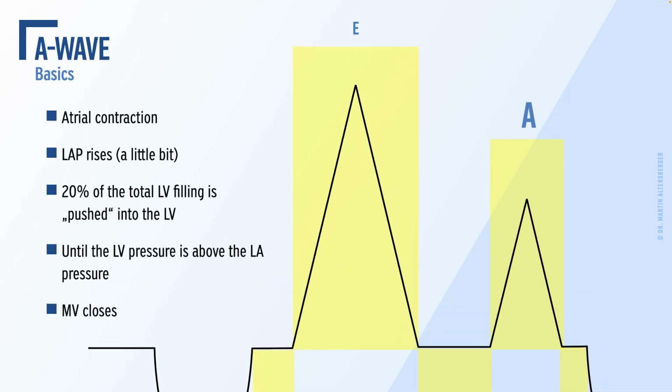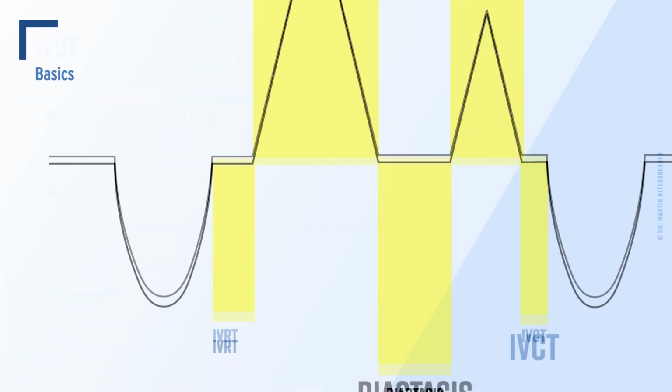Continuing with the A wave. The A wave is now the atrial contraction phase. The left atrial pressures, they are rising just a little bit, and overall in a healthy heart, 20% of the total left ventricular filling is contributed due to atrial contraction. So the last of the blood is pumped via the left atrium into the left ventricle. And this is happening until the left ventricular pressure is above the left atrial pressure, and then the mitral valve closes. And the cycle begins again.